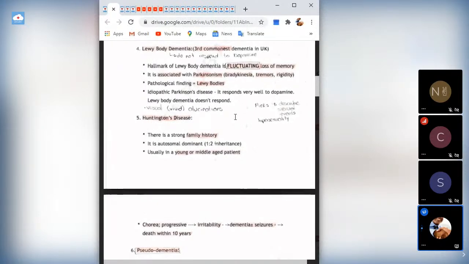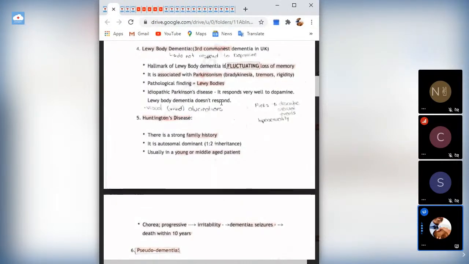Of course, in Parkinsonism, you have symptoms of TRAP: tremors, hypokinesia, I mean bradykinesia or hypokinesia, and then rigidity. Then pathological findings, of course, Lewy bodies. That's why it's called Lewy body dementia. In the case of Alzheimer's, you find neurofibrillary tangles in the brain when you take a brain biopsy. But in the case of Lewy body dementia, you find Lewy bodies in the brain tissue.